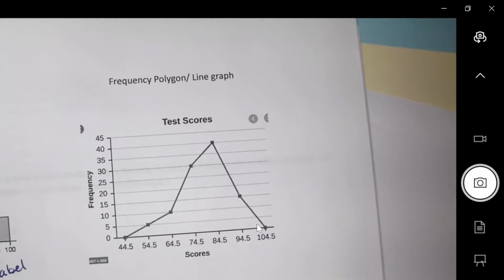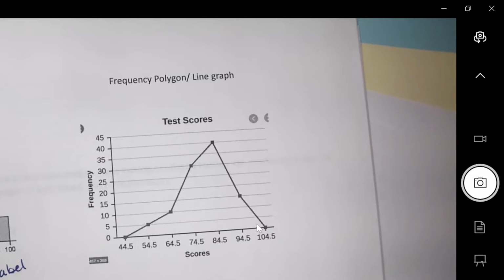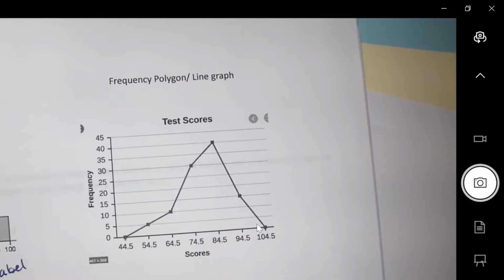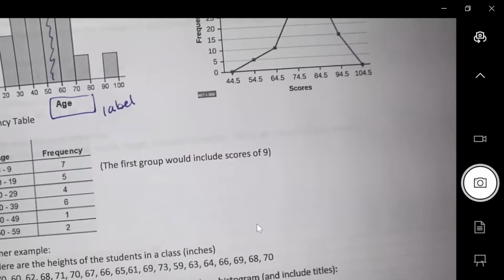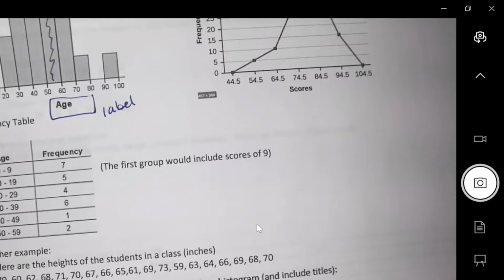Now the next one is a frequency polygon or line graph. You can see it's the exact same concept, except you put dots and connect them instead of bars, okay? This is what a frequency table looks like. So I'm not sure of the title of this, but from 10 to 19-year-olds, they did something 5 times.